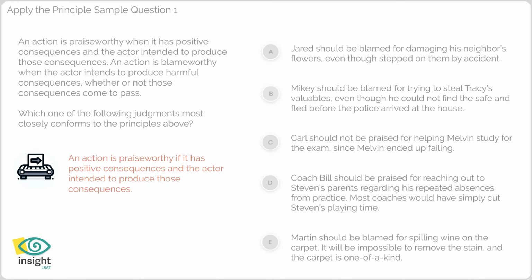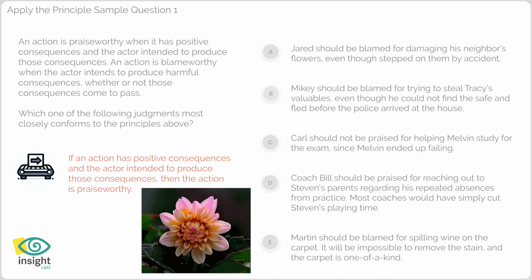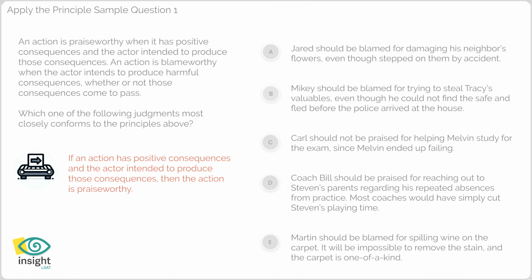And then we would want to reorganize that into the if-then format. If an action has positive consequences and the actor intended to produce those consequences, then the action is praiseworthy. Okay, this is definitely a little trickier than most of the if-thens we've built so far, but now is our chance to grow. Remember the logical operators that we worked with in parallel structure? We have to learn to see those when they matter, and they matter here.